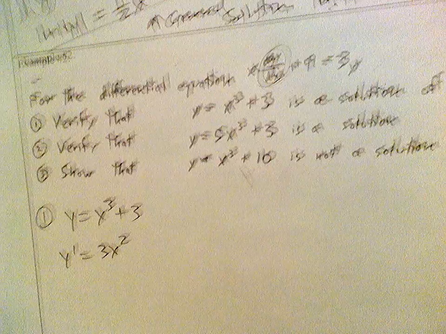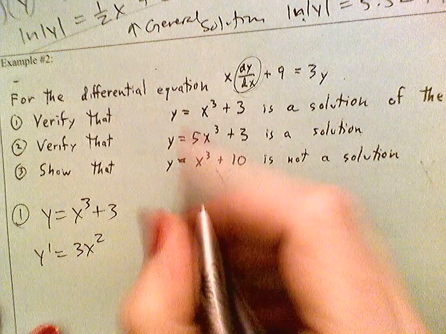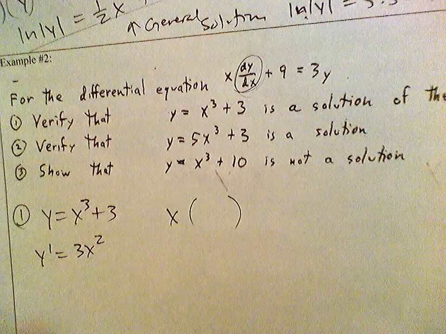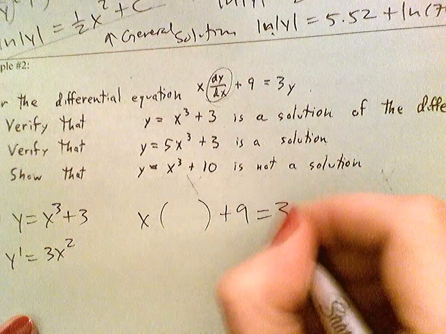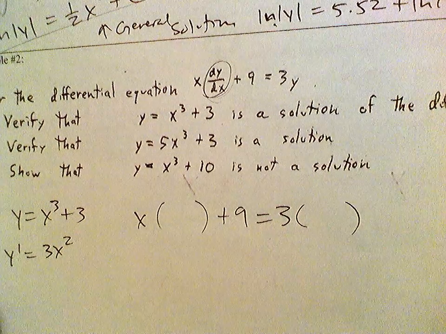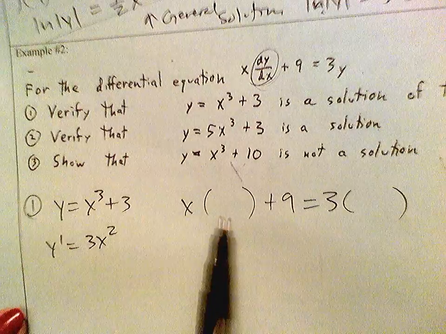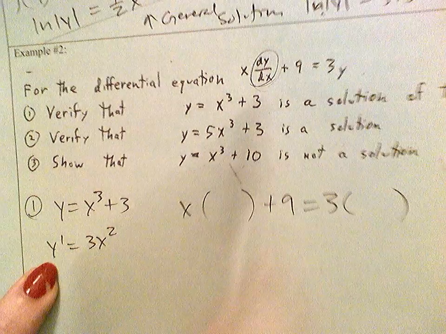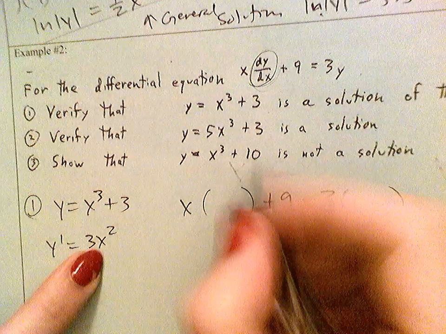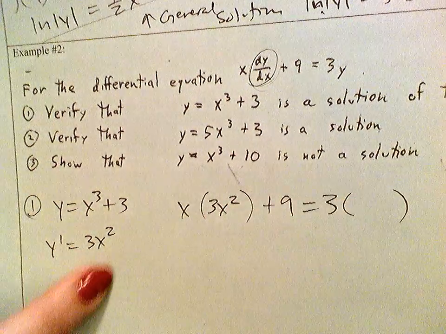Now I'm going to take the differential equation. I'll bring down the x. I'll leave a blank where dy dx is, plus 9 equals 3. I'll leave a blank where y is. Now, what was here before was dy dx. Another name for that is y prime. These are the same thing. I was just using different notation down here. So 3x squared goes in for that.